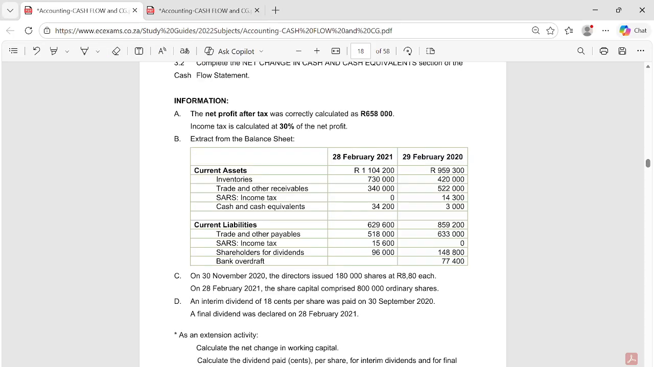So in this case guys, let me look at here, fast. For example, if you can see here guys, we're given a SARS income tax of 15,600, right? When is our financial period? Our financial period is 28 February 2021, right? And then our previous financial period is 29 February 2020. Meaning at the beginning we do not have any income tax that we owed to SARS. And then at the end of the year we had an income tax that we owed to SARS, which is 15,600. Right guys?